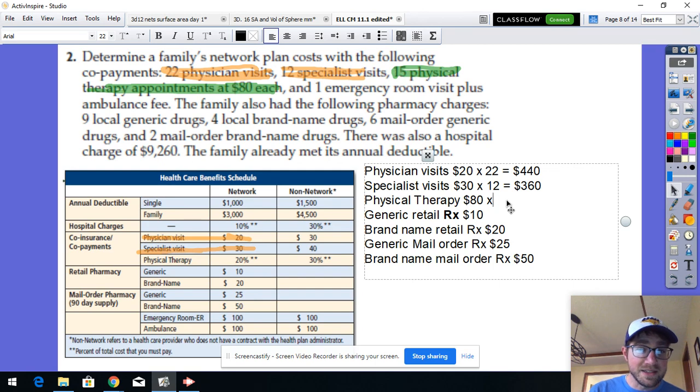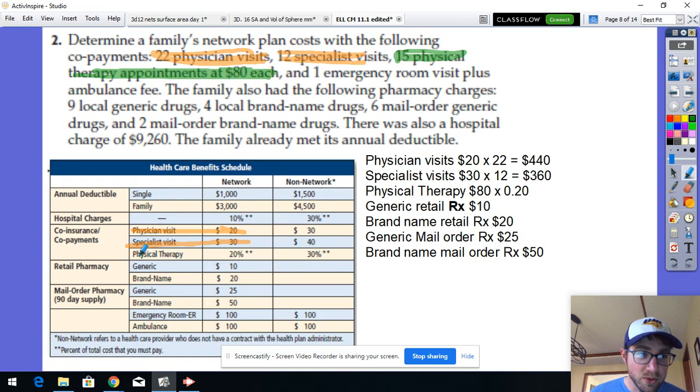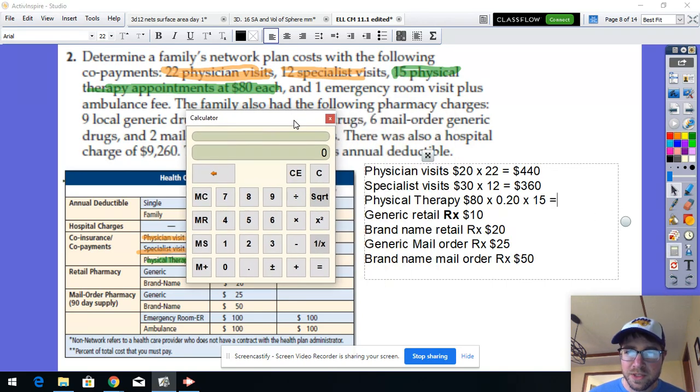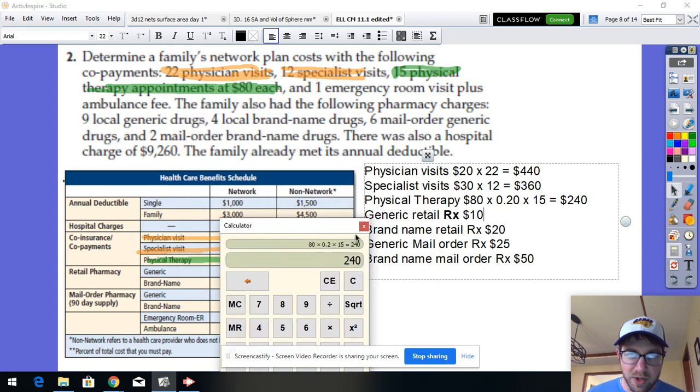So here we go. $80, and they pay 20% of that $80 for each visit, according to our chart right here. So $80 times 20% times 15 visits. Need a calculator at this point. So clear off our old stuff. 80 times 0.20 times 15 visits, $240. Okay. Whew. Okay, we're getting there.